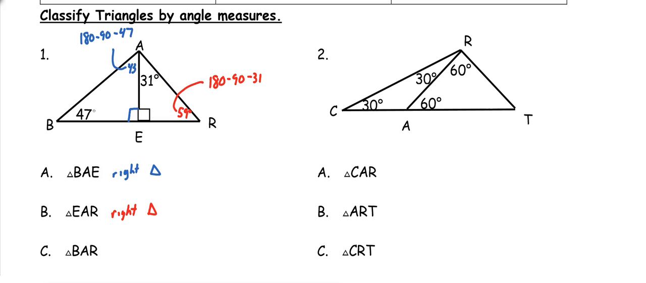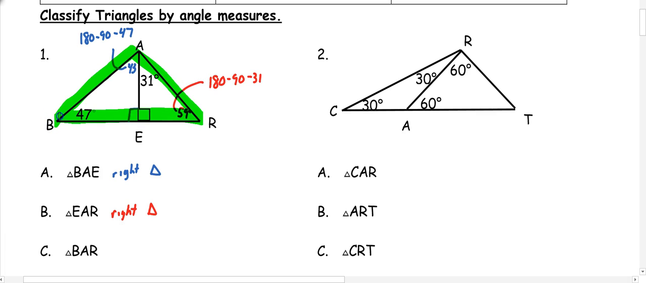And then our last triangle to look at in this picture is BAR. So BAR is the whole triangle. Remember up top I have an angle that's 43 plus 31, which gives us an entire angle of 74 degrees. So all of these angles are less than 90 degrees, which means that this is an acute triangle.